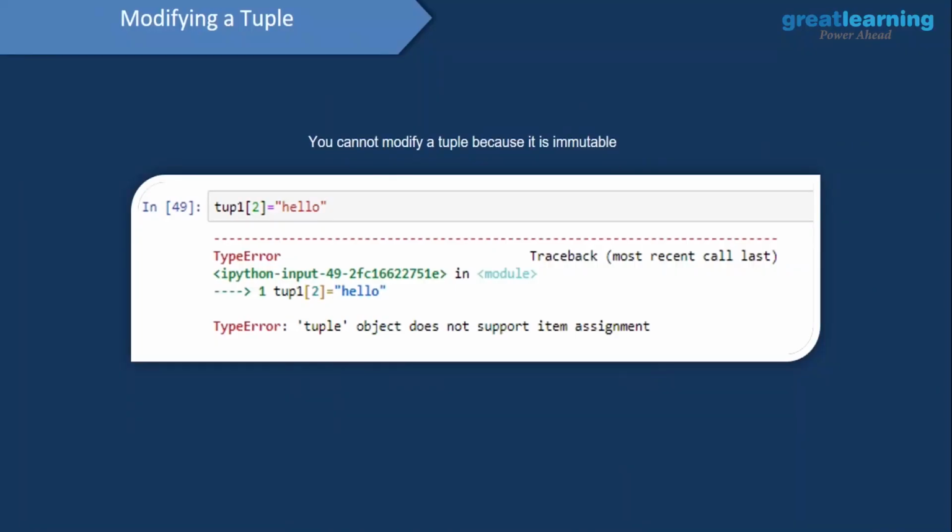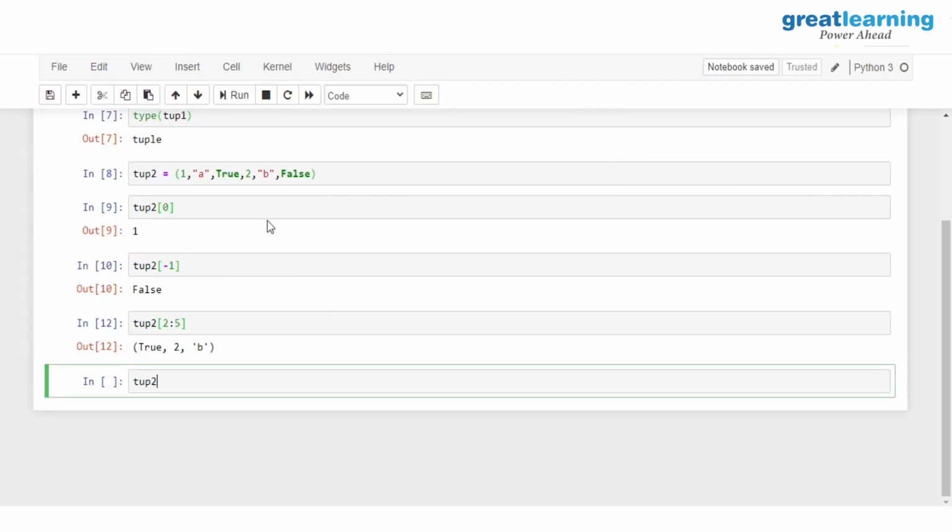Now we'll actually try to modify a tuple. Initially I had told you guys that a tuple is immutable. When I say a tuple is immutable, I basically mean that whatever you store inside it cannot be changed. So here I am trying to change the value which I had stored in a tuple. As you guys see, tup1, and inside this, whatever element was present at index number 2, I am trying to change it. But we get an error over here, and the error is tuple object does not support item assignment.